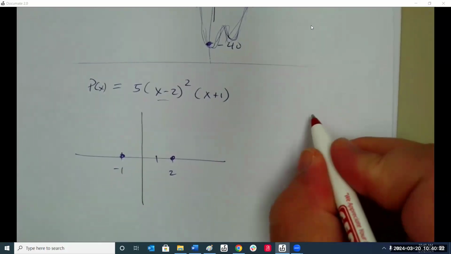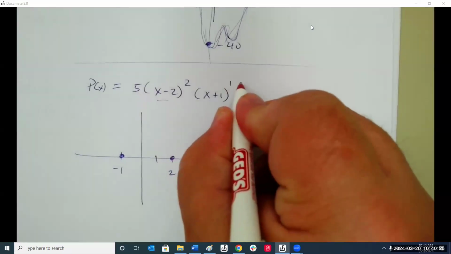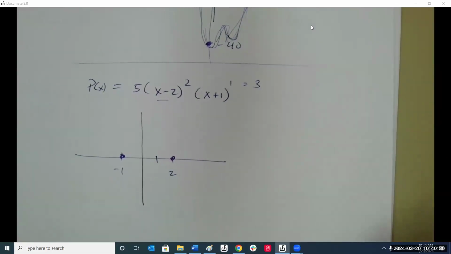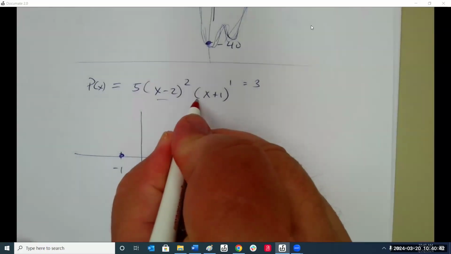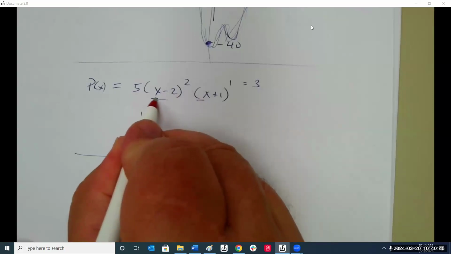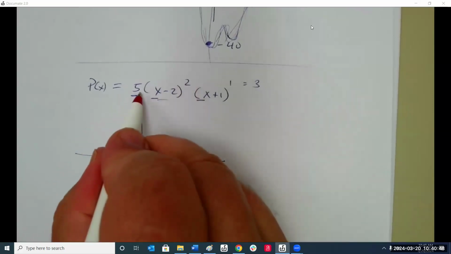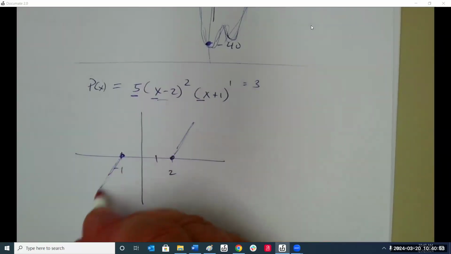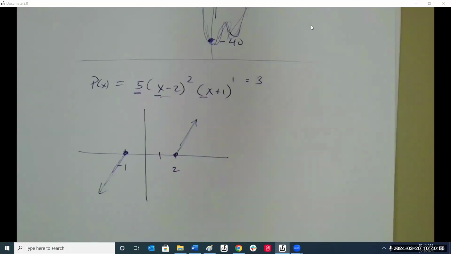What's my degree? So we know they go opposite directions. Does it go up to the right or down to the right? Look at all the x's. That's a positive. That's a positive. That's a positive. So it's 5. So it's going positive. So it's going to go up here, and it's going to go down here. So our leading coefficient's positive.